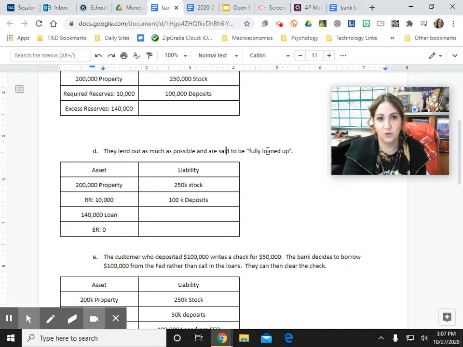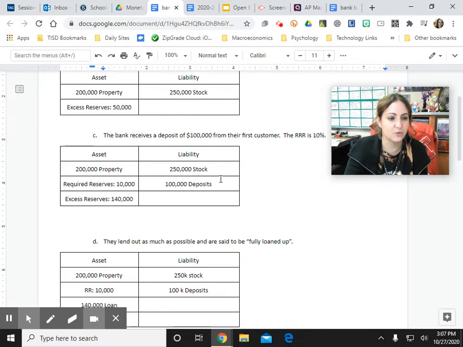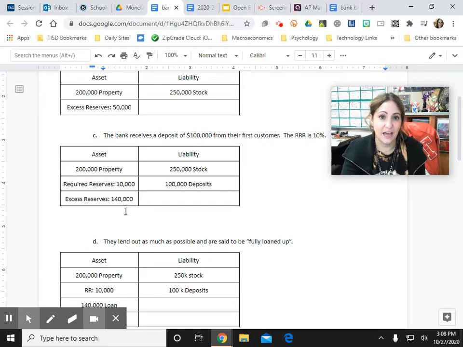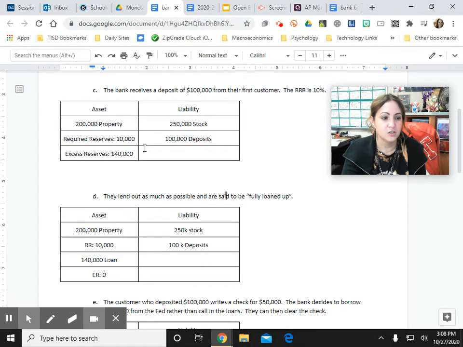That's just what it means to be fully loaned up: you loan out as much as possible. Well, look at our previous question. How much money can they loan out? They can't loan out property. They can't loan out what's required to be kept in the bank at all times. What they can loan out is whatever's in excess. That is how banks know how much money they can loan out, and that's how they can control money supply, by determining how much money is in excess, how much extra money the banks have access to for loans. So they loan it all out, all $140,000.